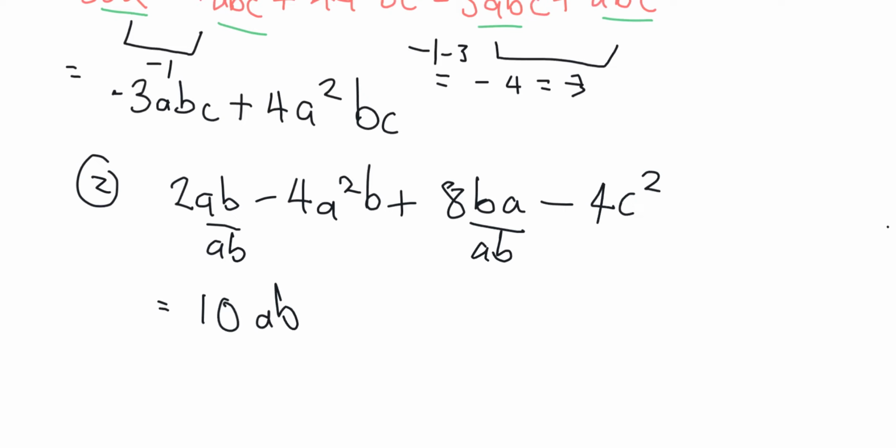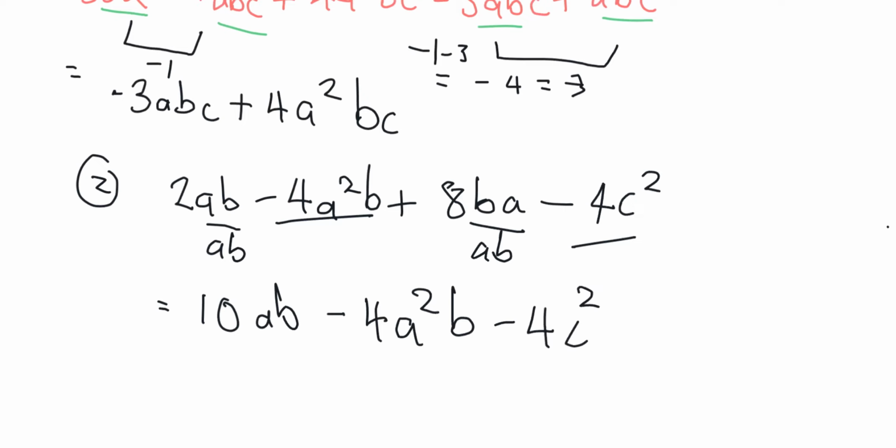And then what else are you having? Do you have anything that relates to negative 4a squared? No. So this is going to be negative 4a squared b. Then do you have anything relating to c squared? No. So this is going to be negative 4c squared. So therefore, this is going to be your answer. Are we together?